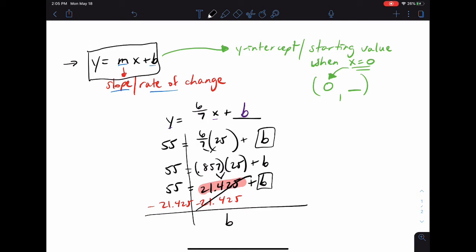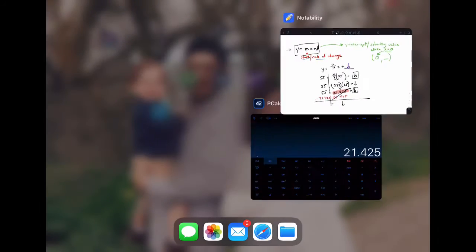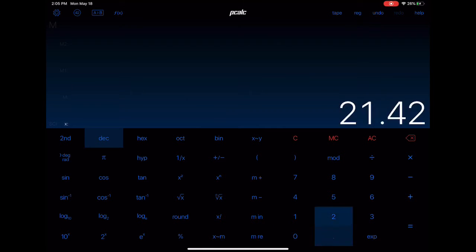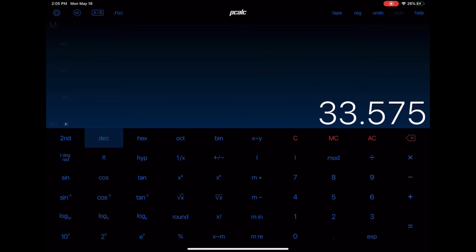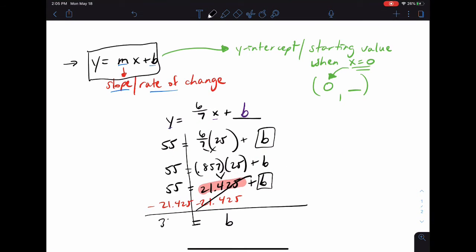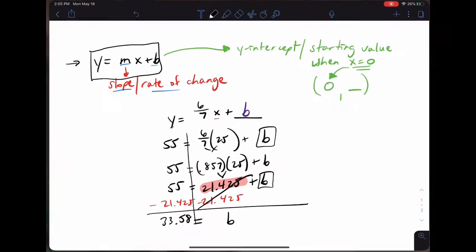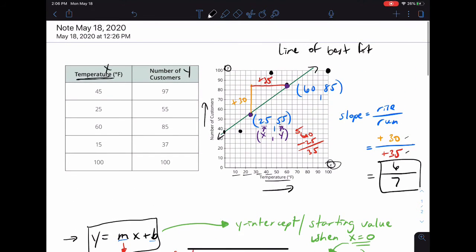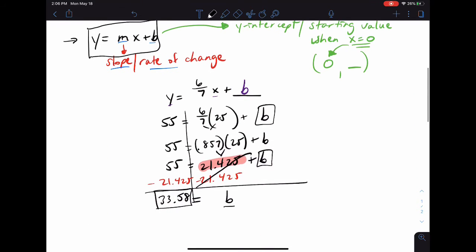Okay, so the only thing I have left is positive b. So 55 minus 21.425, and I get 33.58, we'll say. That's where it crosses the y-axis. That's where it crosses right there. Okay, so that is my b.